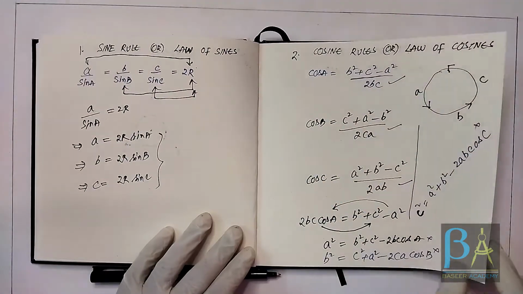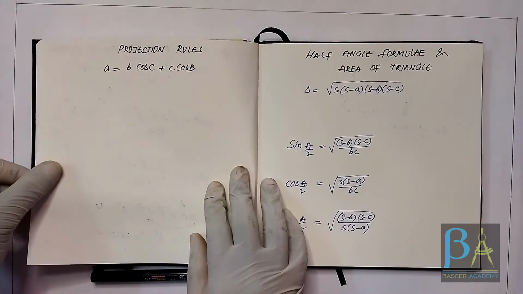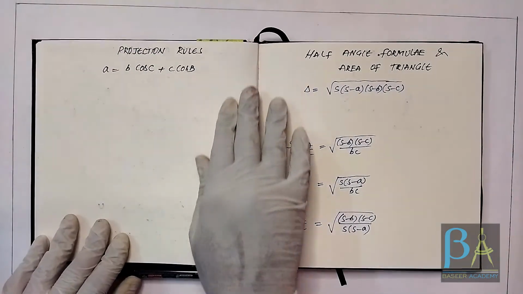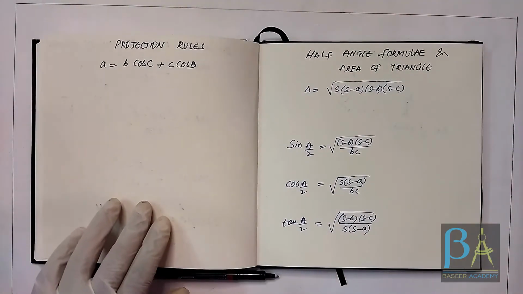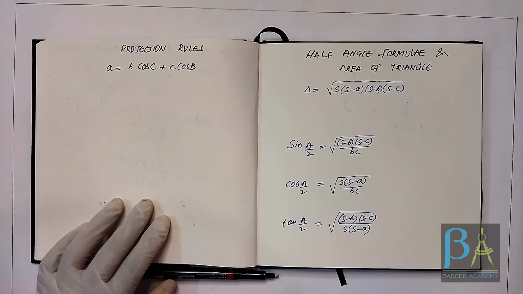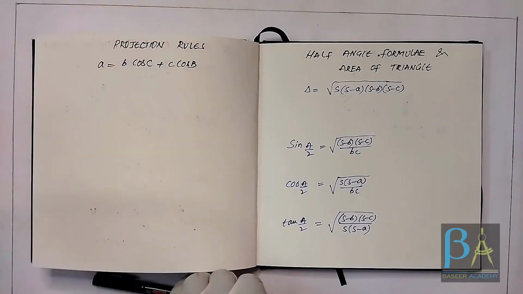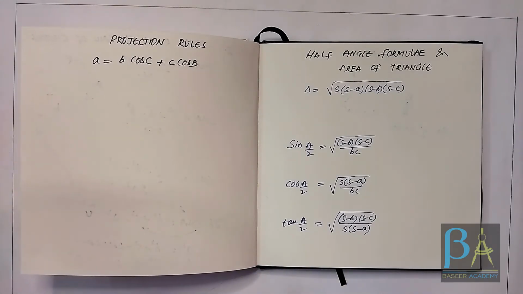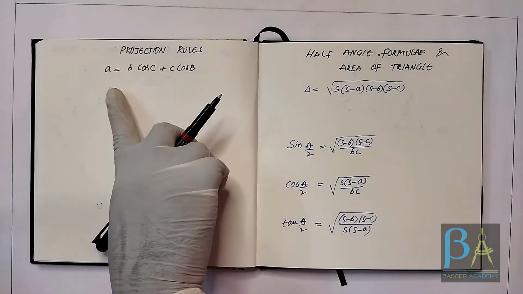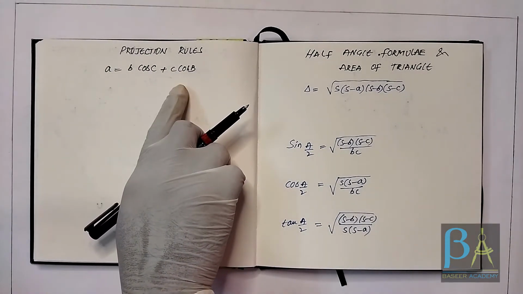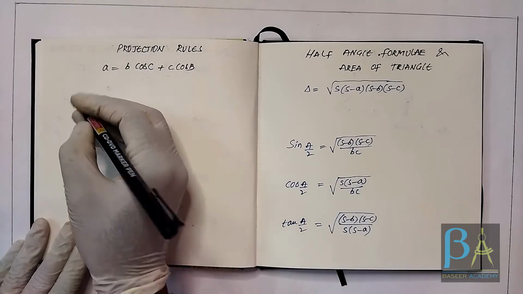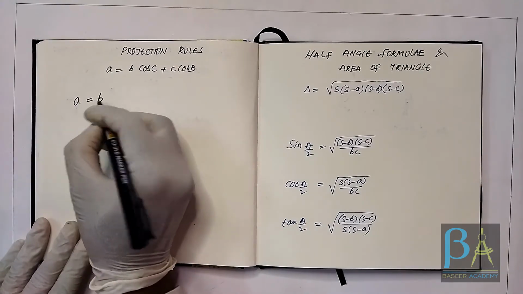Now let's move on to the projection rules. Projection rules are not difficult at all. You can try to understand a pattern here, and learning these projection rules is not going to be difficult. If you want me to prove this projection rule for you, I can perhaps prove it here. Let's do it this way.